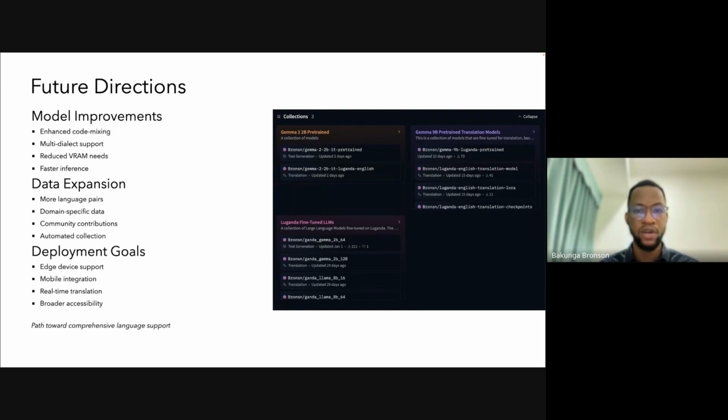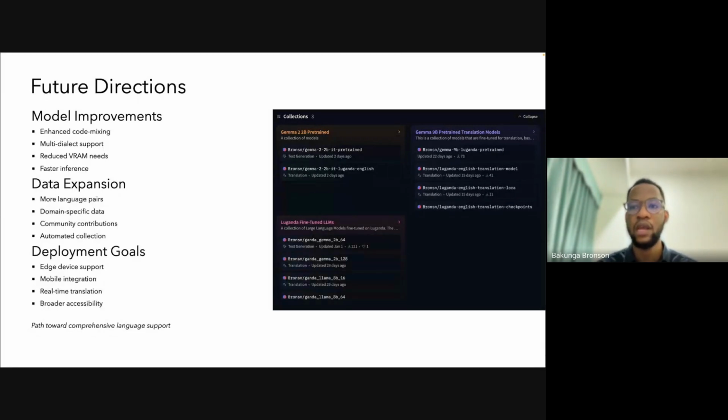Also faster inference. We've trained these models, but how can we make it so that they take less size, and we can deploy them in different places? So data expansion, I also touched on that. And then finally, edge device goals.